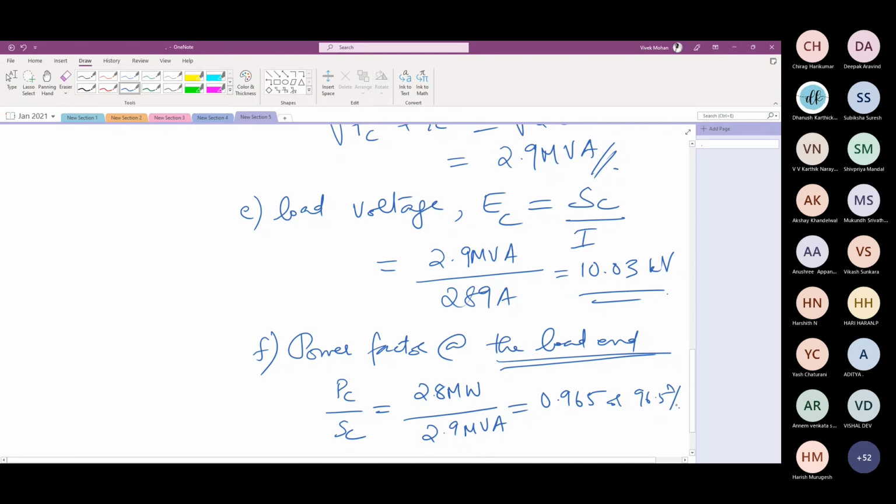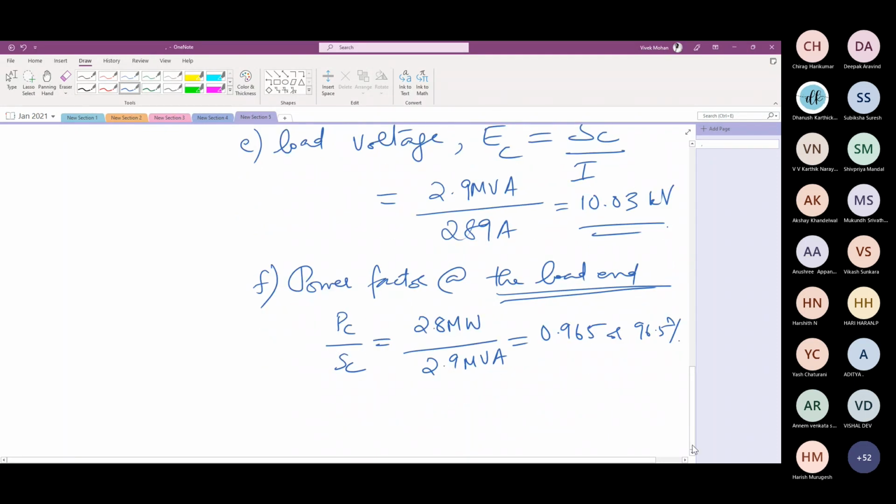or 96.5%. Now, the phase angle between voltage and current at the load. That is why I'm putting this C here, which is equal to theta C equals cos inverse 0.965 equals 15.2 degrees.